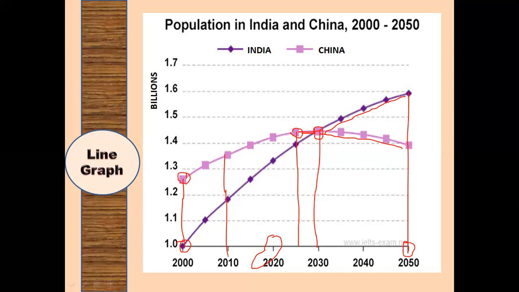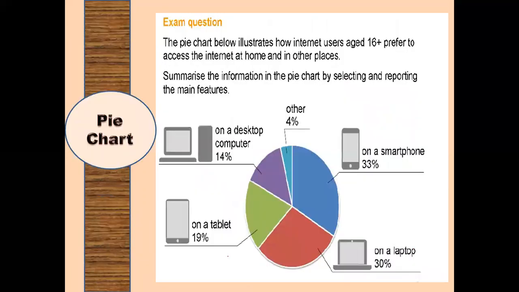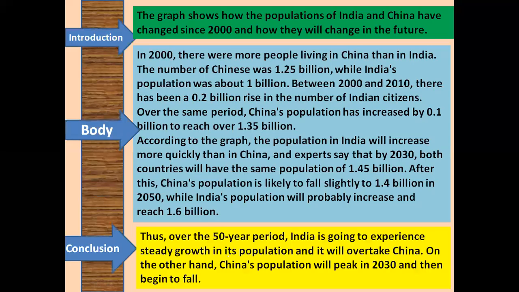This is a study that you have to make, and then you will have to write a paragraph. The graph shows how the populations of India and China have changed since 2000 and how they will change in the future. This you will write in the introduction: what has been presented in this graph and what link it has with time. Then you will come to the body part.